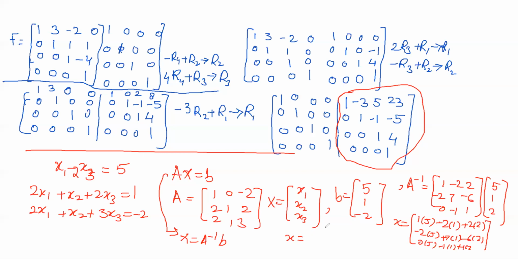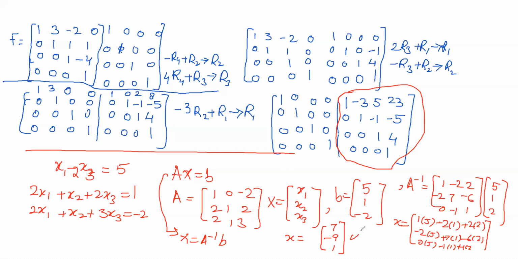By simplification, we can find it: 5 minus 2 is 3 plus 4 is 7. Similarly, minus 10 plus 7 is minus 3, minus 3 minus 6 is minus 9. And then 0 minus 1, minus 1 plus 2 is 1. So 7, minus 9, 1 is probably the solution if I have made the calculations correctly.